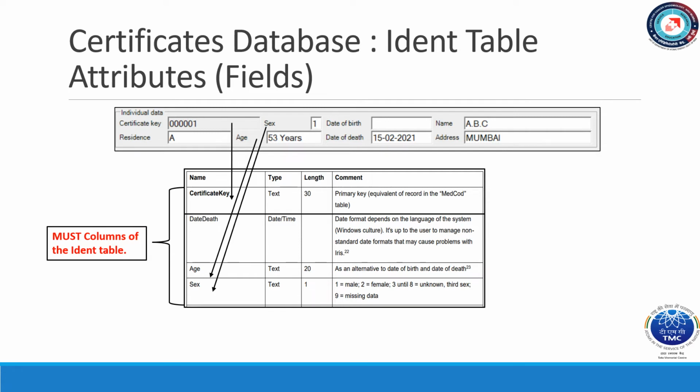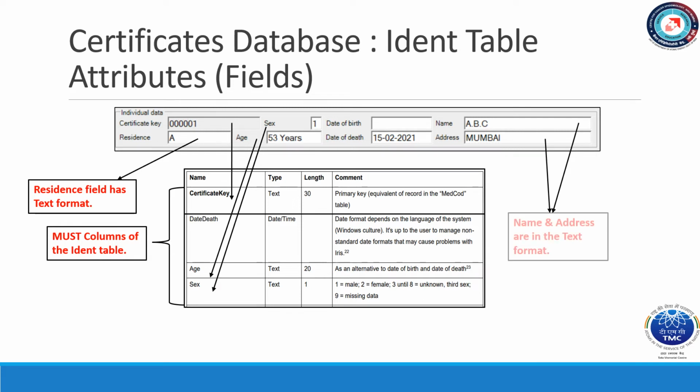The sex field specifies sex with type text as 1 for male, 2 for female, 9 for missing data. Hence, the length assigned to this field is 1. These fields, certificate key, age, sex, and date of death with type date or time, are all must columns. The residence field has text format, and the name and address fields are in the text format as well.